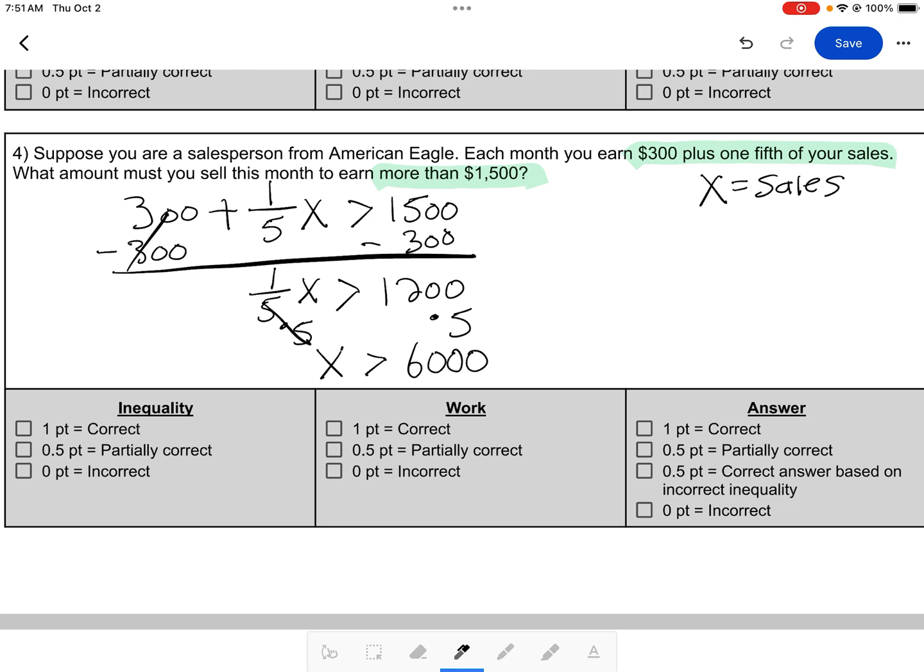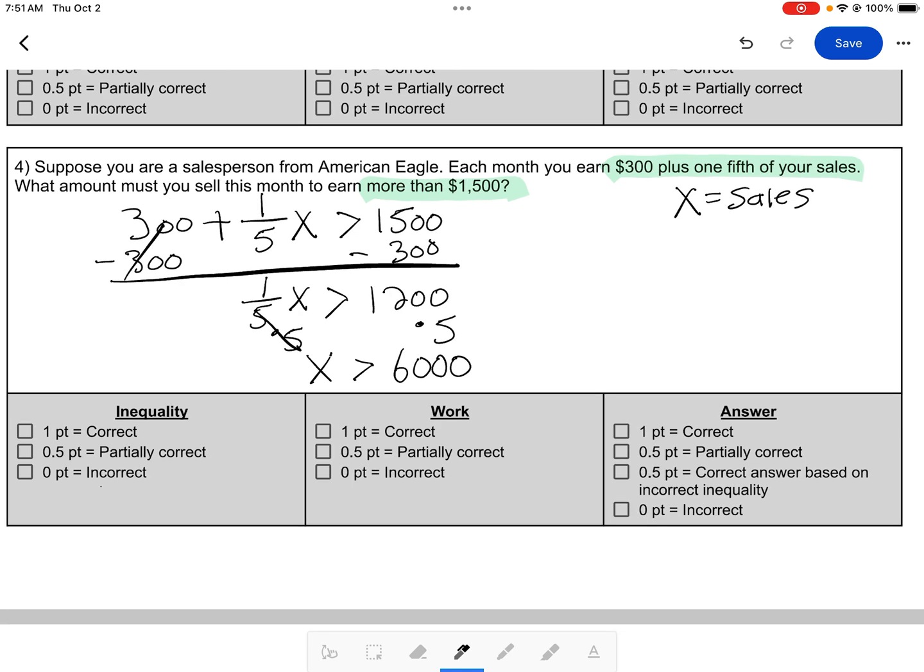So in answer to our question here, what amount must you sell to earn more than $1,500? You have to sell more than $6,000 this month.